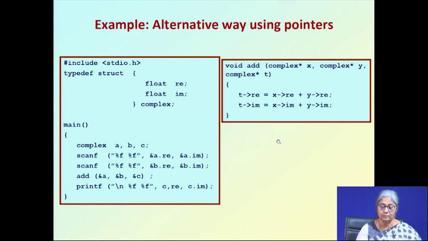Now, using pointers, what can we do? In the main program, similarly we are reading the values of the real and imaginary parts of A and B. Now, see the function we are writing: void add complex star X, complex star Y and complex star T. Since they are all pointers, we write T arrow RE and T arrow IM for the result, and X arrow RE, Y arrow RE, X arrow IM, Y arrow IM.